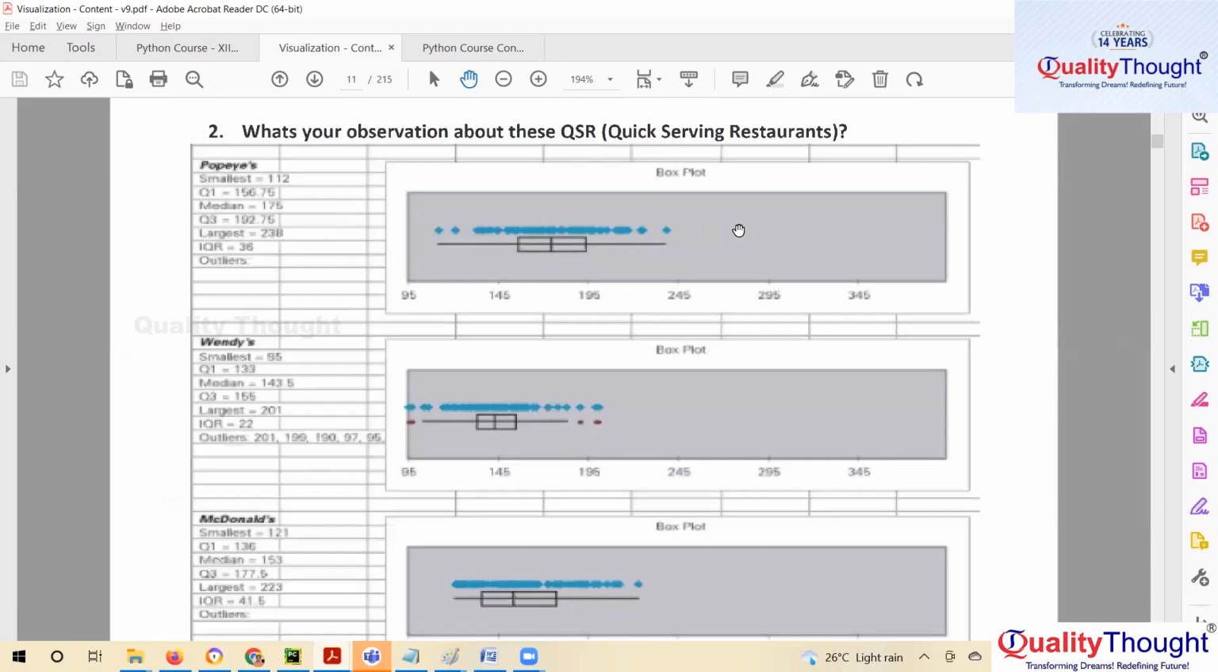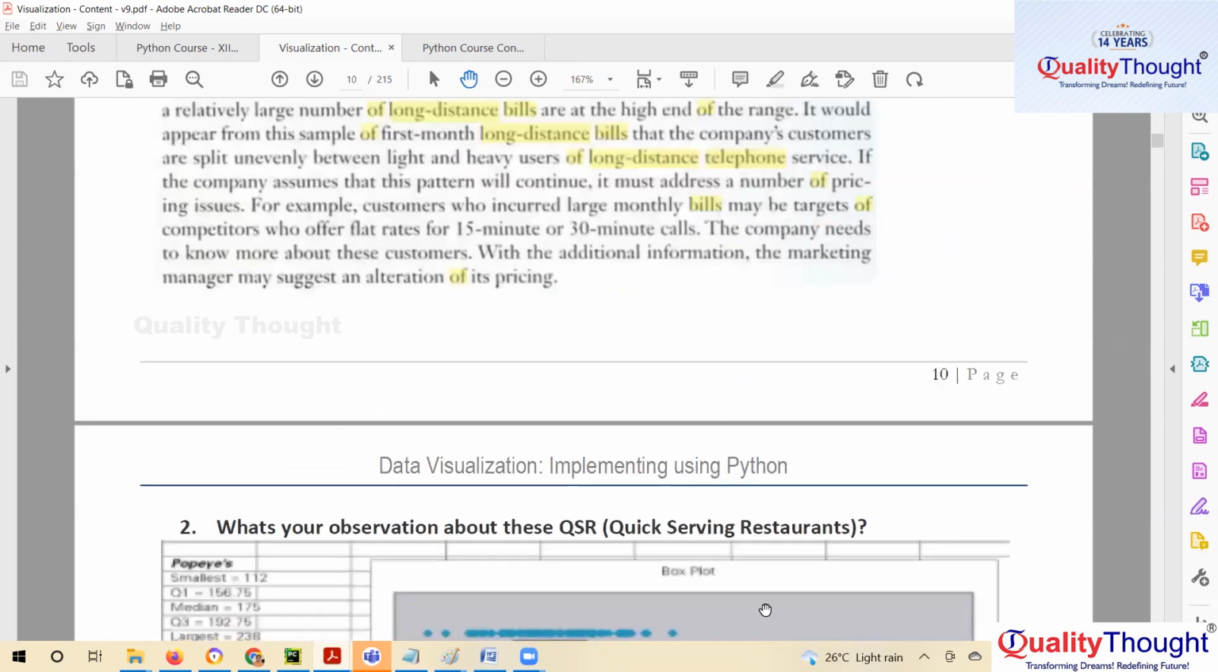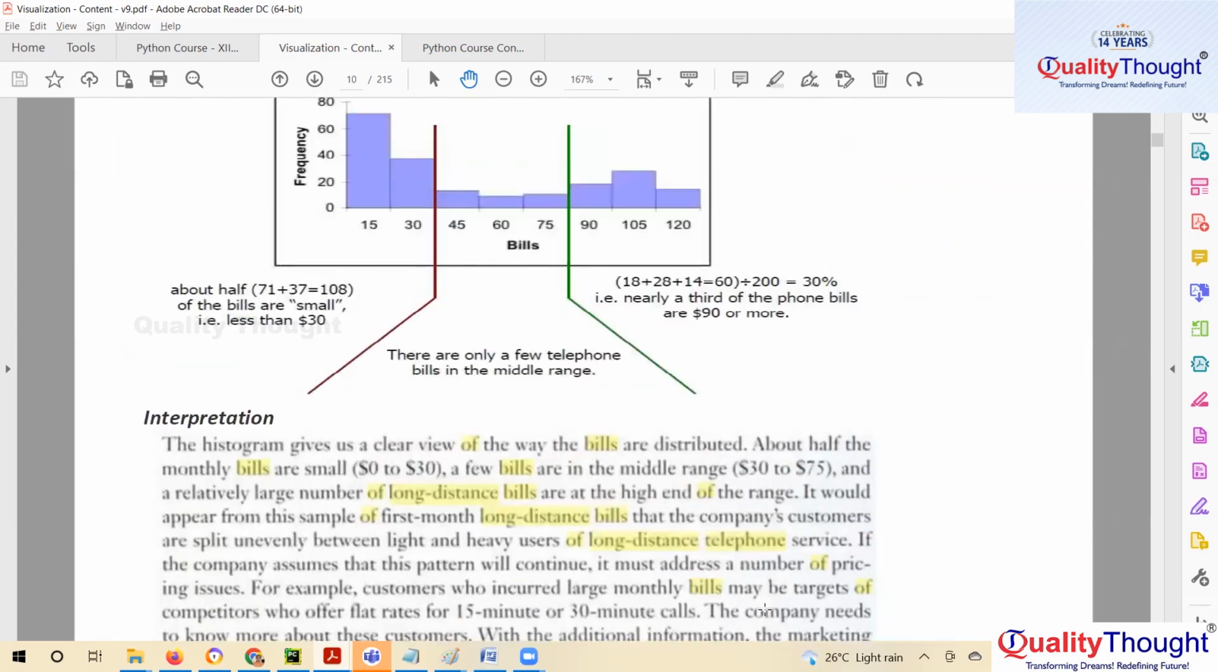So any question there? Yes, no? Okay. We'll have a few more graphs to talk about.